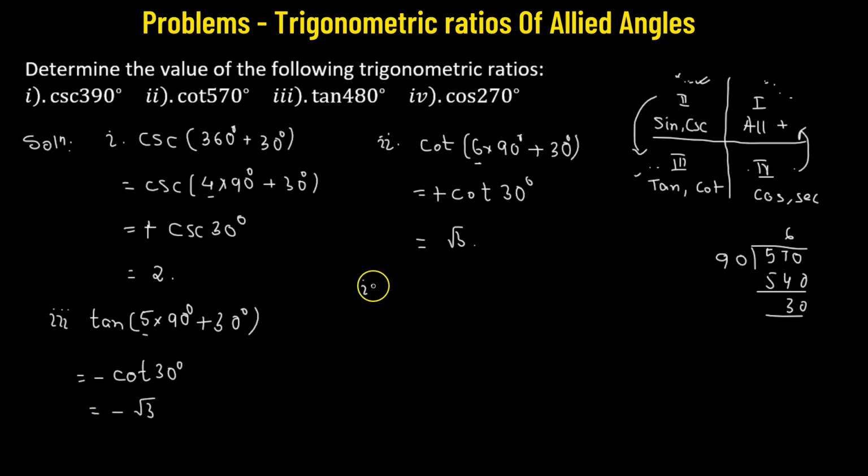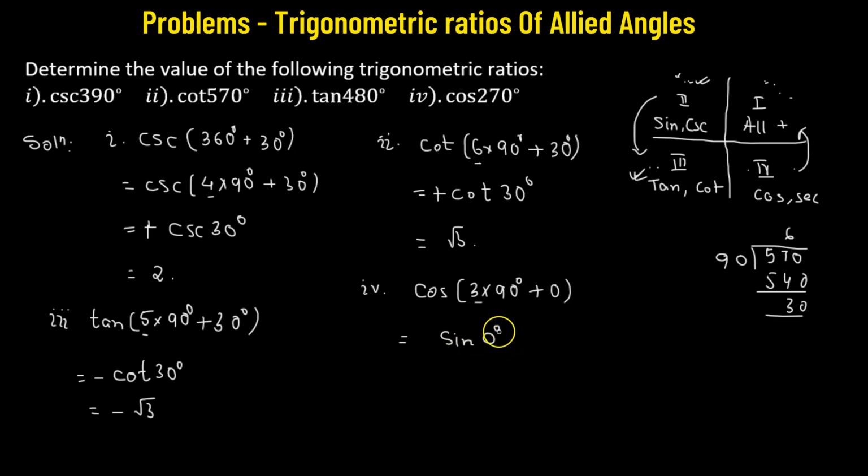Finally, coming to our fourth problem, we have cosine of 270 degrees. So we can break down cosine 270 as 3 times 90. So we need the theta, so we will just add 0 degrees to it. Fine. Now we have an odd multiple of 90 degrees, so cosine will become sine. So we have sine 0 degrees.